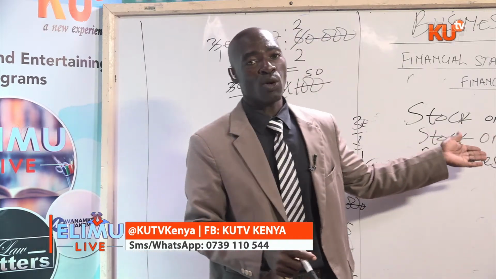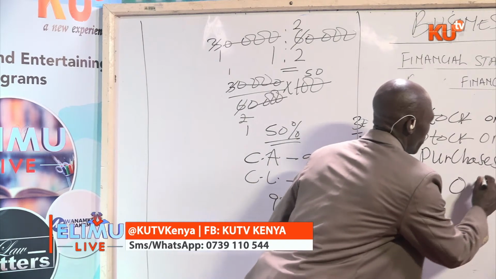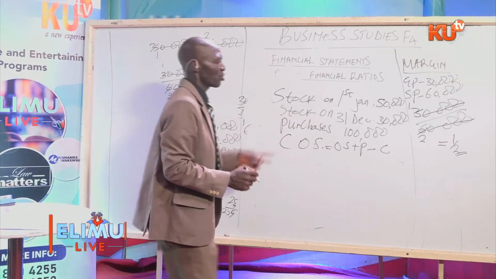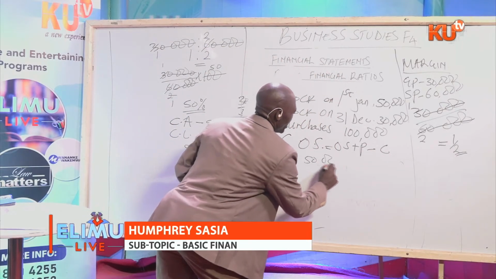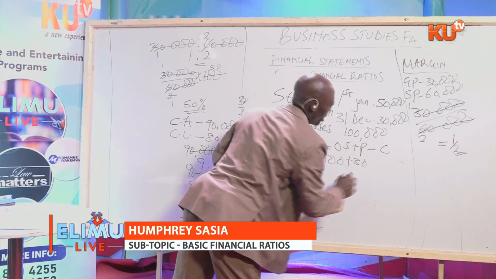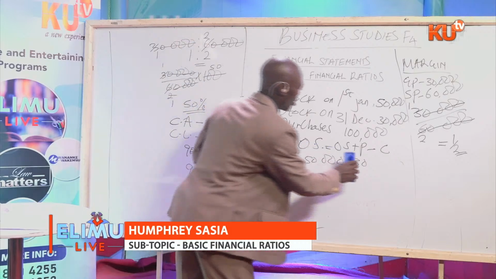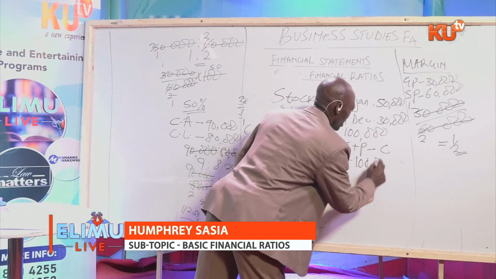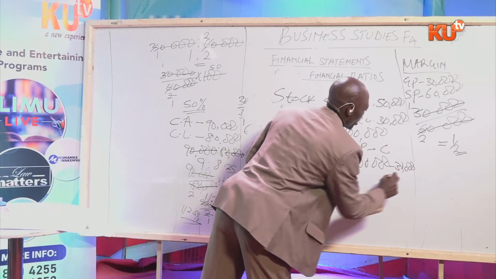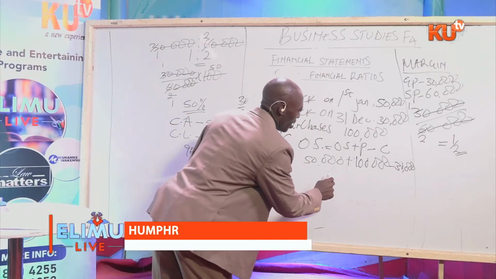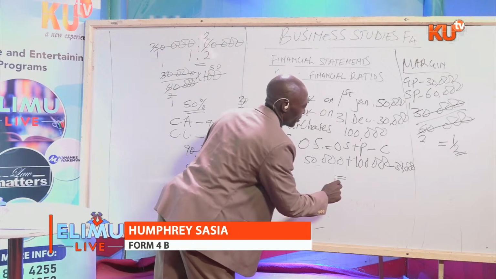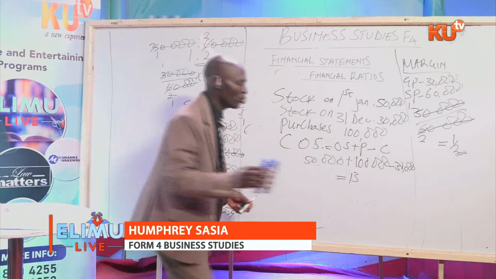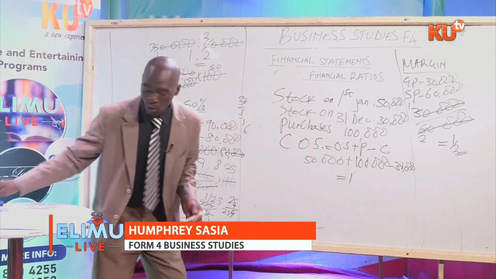So how do you get the cost of sales? Cost of sales or cost price is equal to opening stock plus purchases minus closing stock. So in this case we have 50,000, that is opening, plus purchases 100,000, minus 30,000. The answer here will be 120,000. That is the cost of sales.